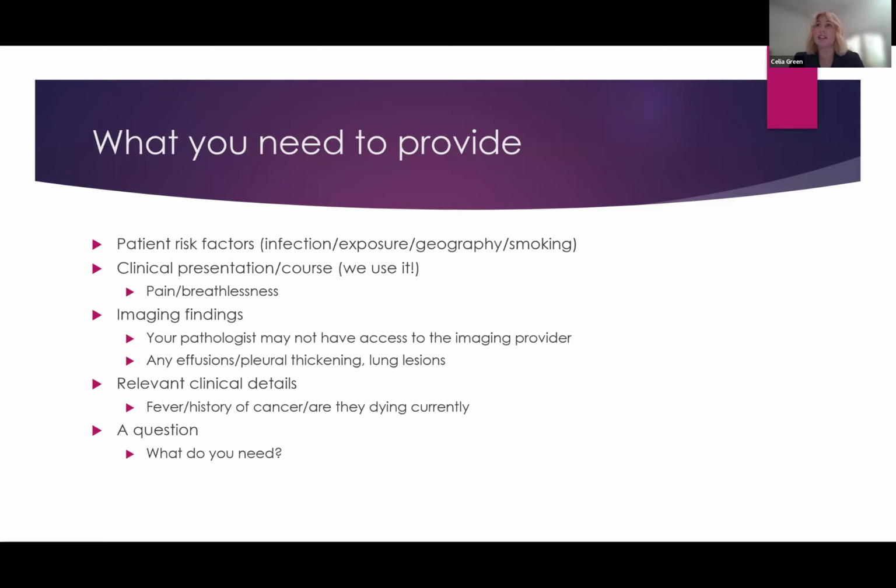If they're dying currently, super relevant. They can try and move faster for you. And finally, really importantly, a question. What do you need? We need to try and answer for you exactly what you want.